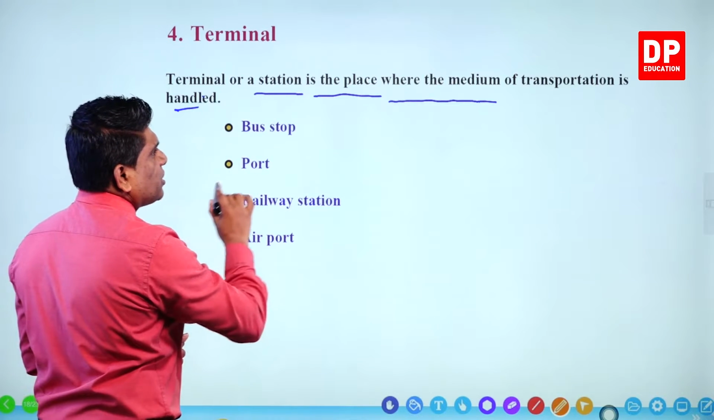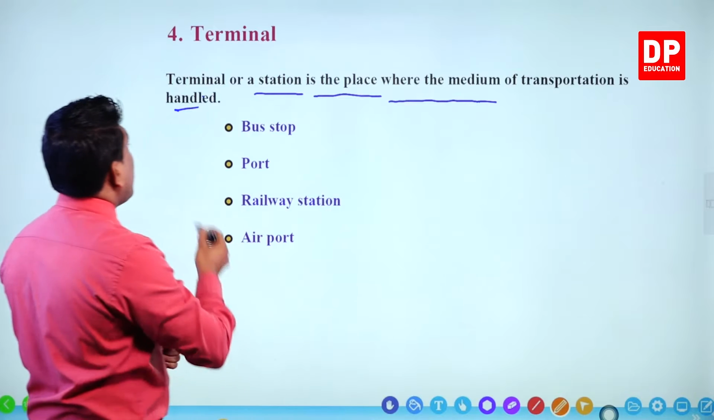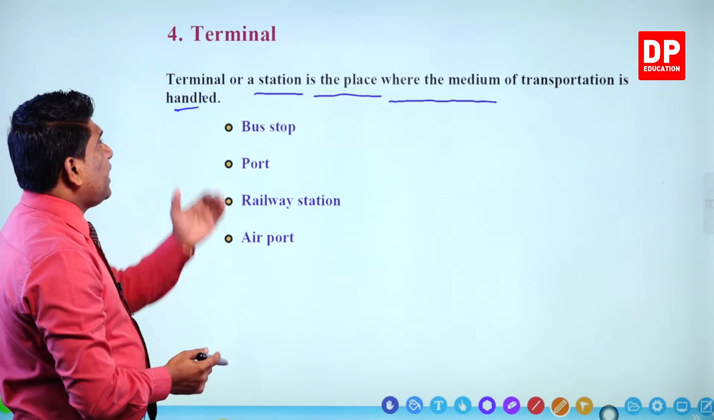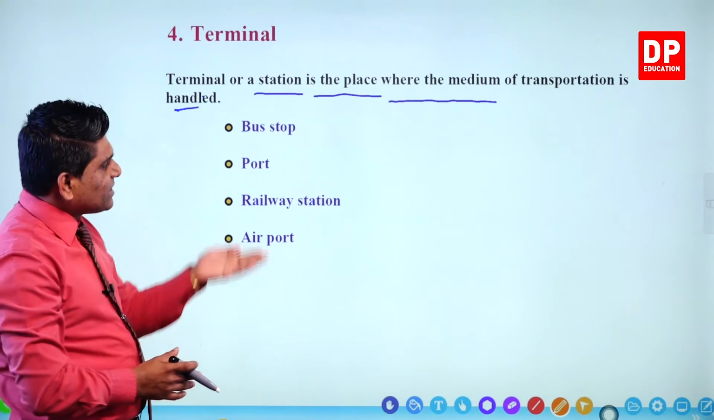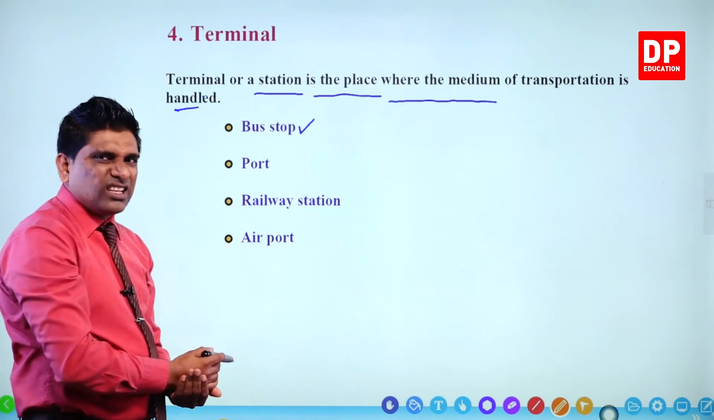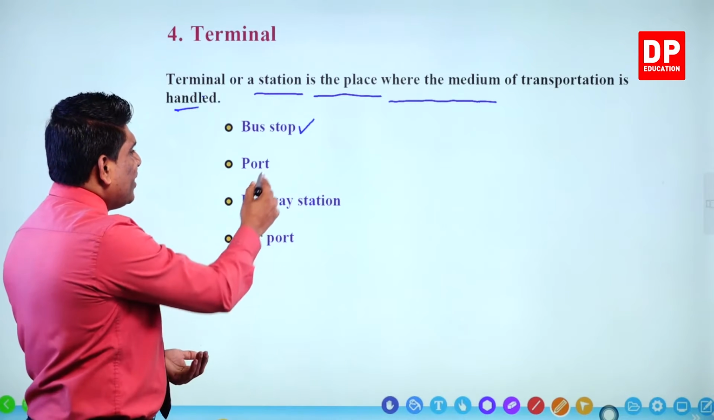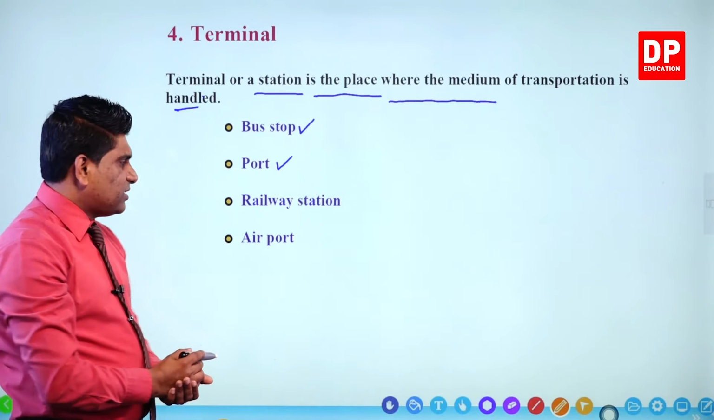A terminal or station is the place where the medium of transportation is handled. They are called terminals. These are the examples. Bus stop, we say bus stand, same meaning, right? Port, harbor, like that.